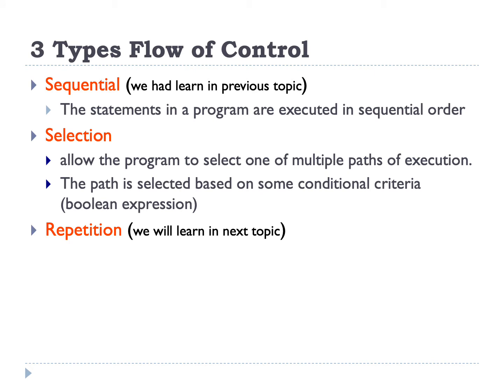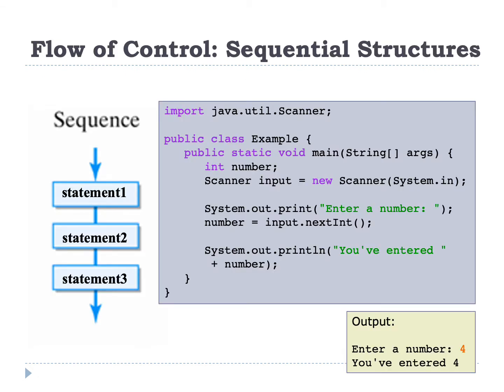There are three types of flow of control in a programming language. The first one is sequential, which we had learned in the previous topic. So what does it mean by sequential? This is when, in our program, the statements are executed in sequential order. So far, what we have done with our code is having statements in sequence. The statements are executed in order. For example, we have statement 1, statement 2, and so on.